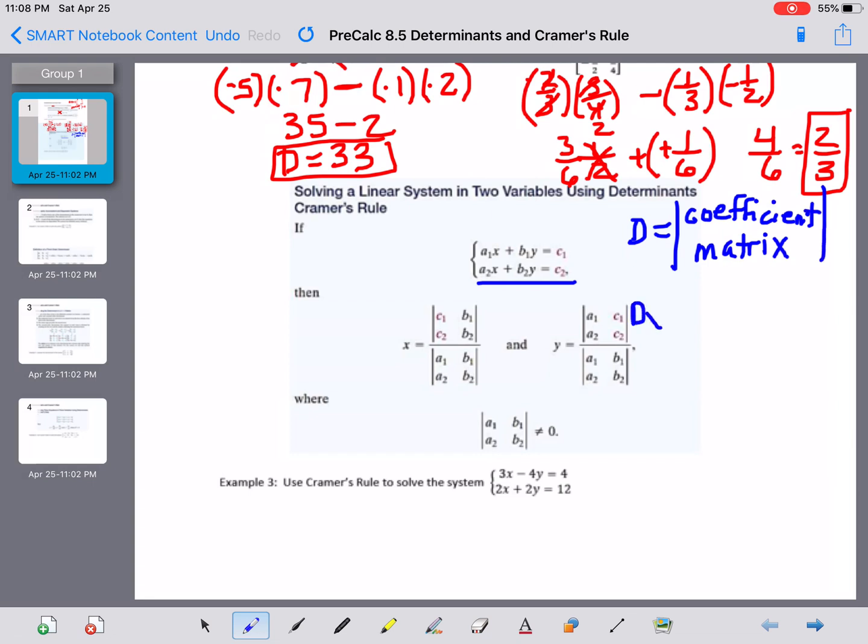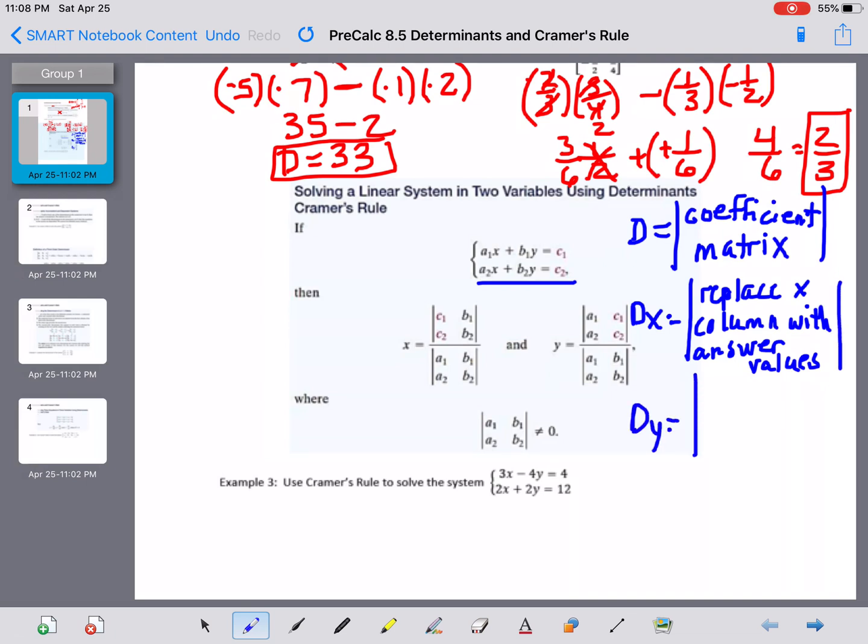We want to define a Dx, and this is going to help us in solving for the variable x. It's still going to be a matrix, but we're going to replace our x column with the answer values. That's my second matrix. My third one would be Dy, and in that one, we're going to take our original matrix and replace the y column with the answer values.